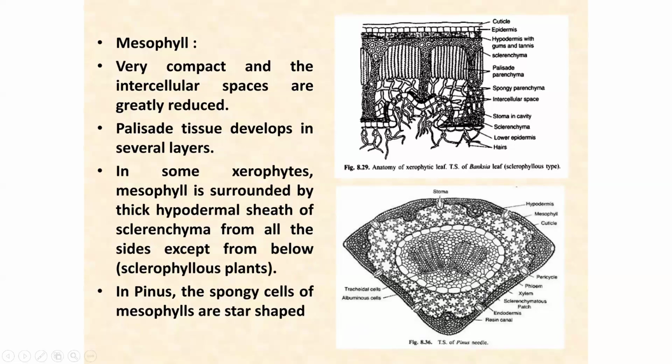So this is a Pinus needle. The stomata are distributed on the upper and lower epidermis, and here the sclerenchymatous hypodermis and a thick-walled cuticle on the outer side. The resin canals are also present in this Pinus needle.